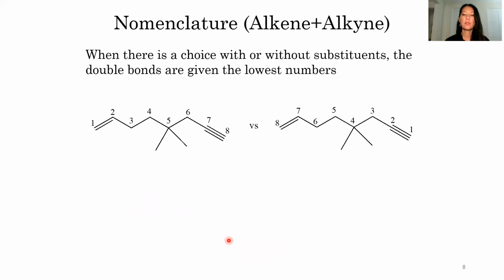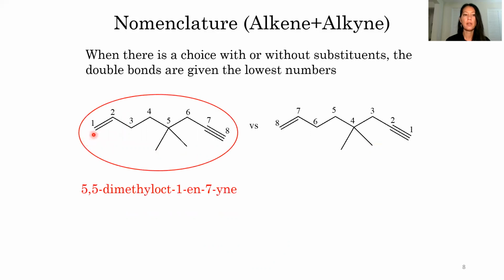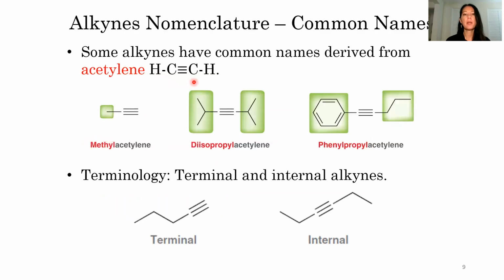If there's a choice, whether or not you have substituents, if there is a choice between giving the double bond or the triple bond the lowest number, both could have 1 here, priority is given to the double bond. So the numbering is here, starting with 1, 5,5-dimethyl-oct-1-ene-7-yne. So notice, even though the substituents could have gotten a number lower here, the priority lies with giving the double bond the lowest number. Some other common names are based off of acetylene, the most basic alkyne here.